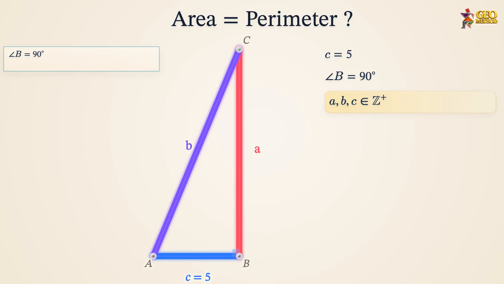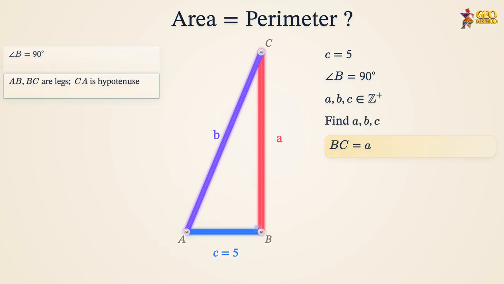Side c is fixed at 5, and the right angle at B tells us we are working inside one specific right triangle. Now add the arithmetic restriction. The side variables a, b, and c are positive integers, so parity will matter later. State the task clearly. Area equals perimeter is a given condition, and the problem asks us to find a, b, and c.